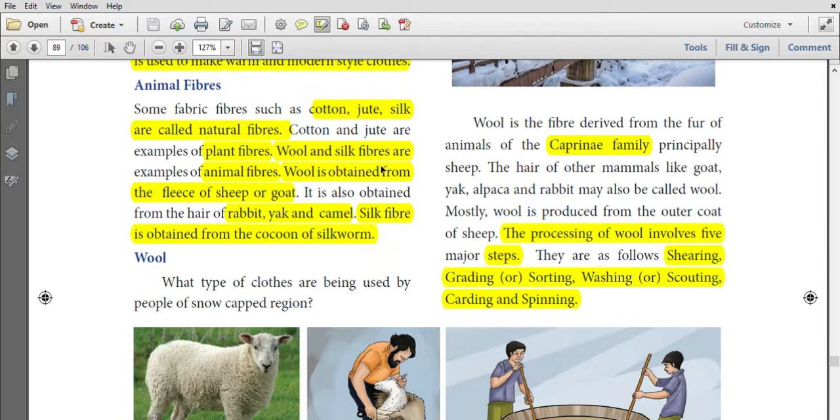Wool is obtained from the fleece of the sheep or goat. Wool is also obtained from rabbit, yak, and camel. Silk fiber is obtained from the cocoon of the silkworm.